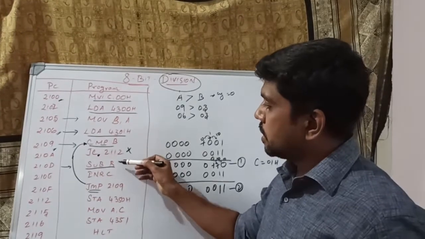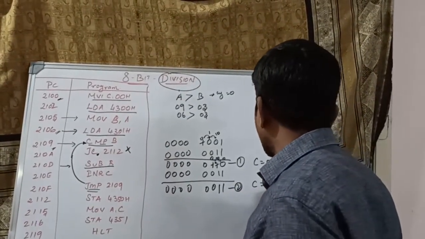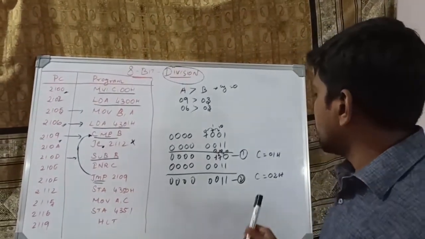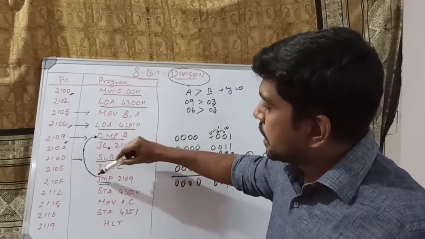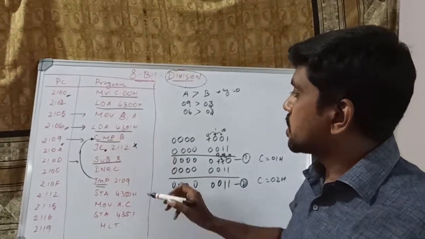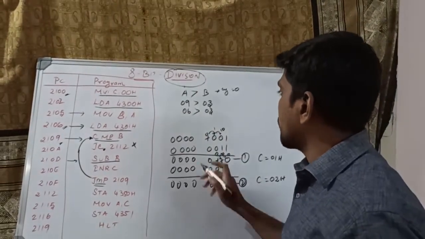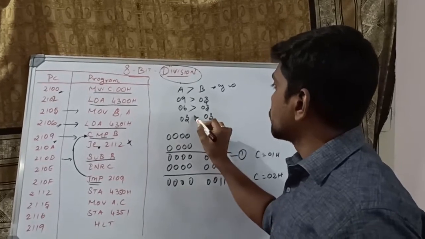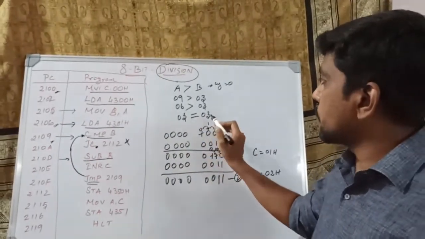Then you increment the C register value. So the C register value is incremented by 1. Now the C register value is 02H. Then jump 2109. Again go to the memory location 2109. It specifies the compare instruction. Again comparing the values, the A register value and the B register value. Now the A register value is 03 and the B register value is 03. So in this case, both the values are equal. So A is equal to B.